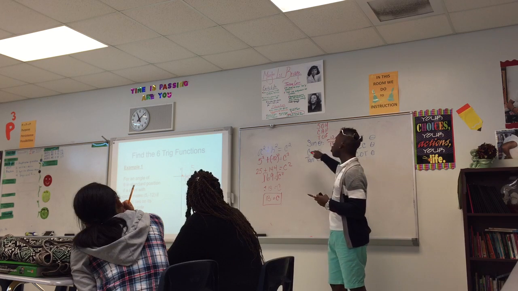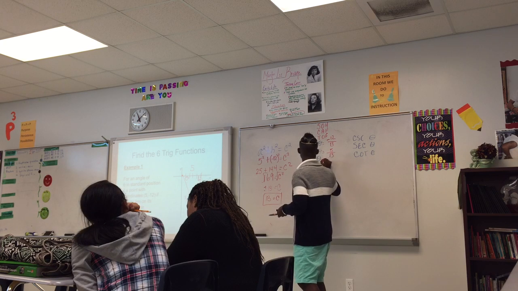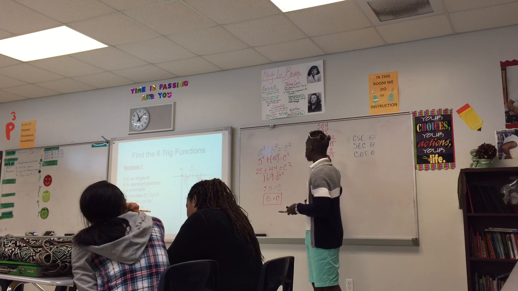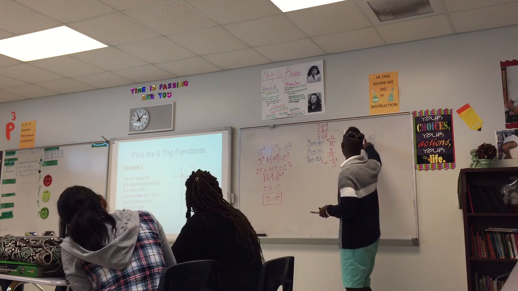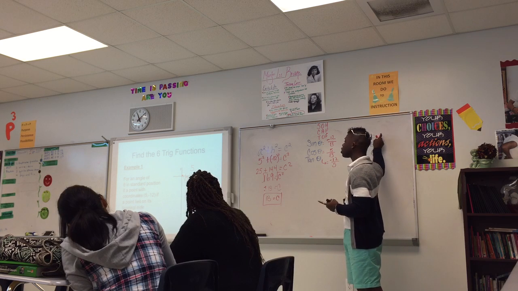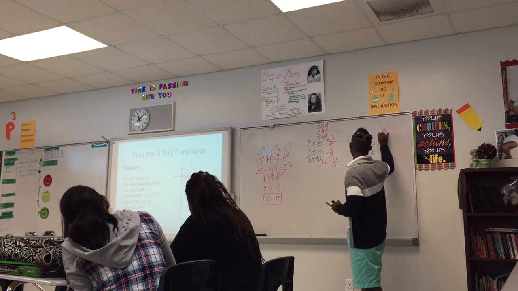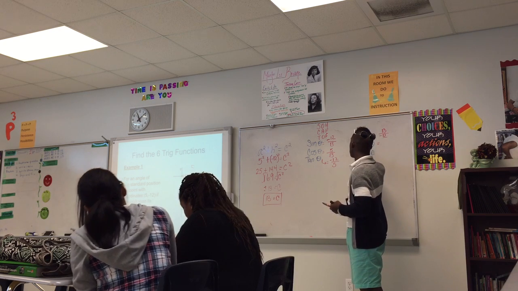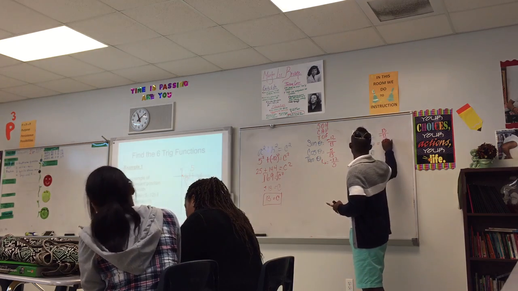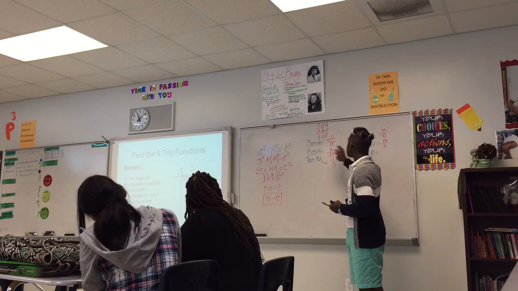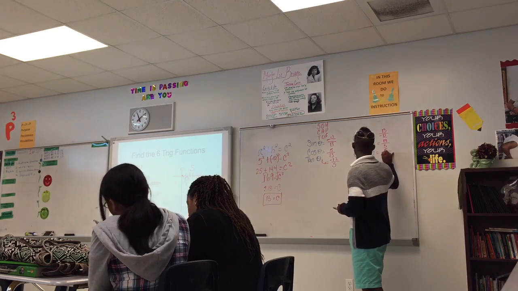All right. So what is cosine of theta? 5 over 13. What is tangent of theta? Negative 12 over 5. What is secant of theta? Secant is the inverse of cosine of theta, so it's 13 over 5. And cosecant is the inverse of sine, so it's 13 over negative 12. Cotangent is the inverse of tangent of theta, so that is going to be 5 over negative 12.